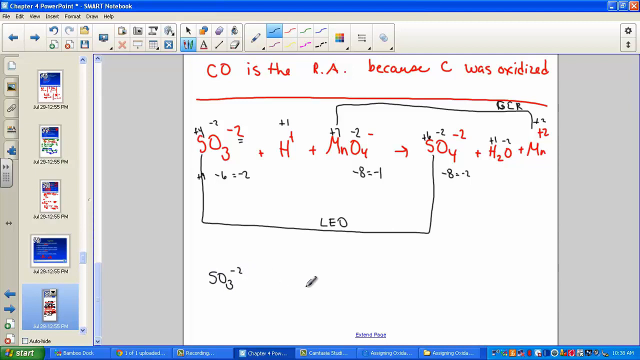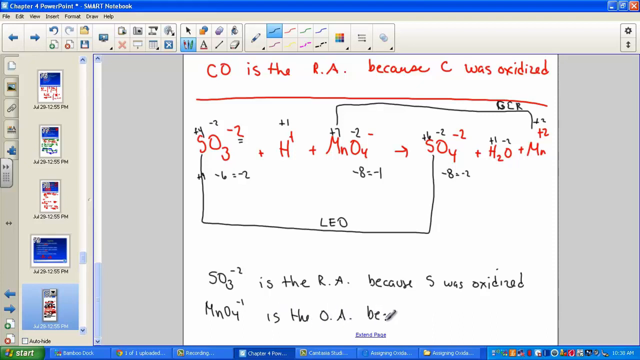Sulfite, SO3 -2, because it was oxidized, is the reducing agent because sulfur was oxidized. The permanganate ion, MnO4 -1, is the oxidizing agent because the manganese was reduced.